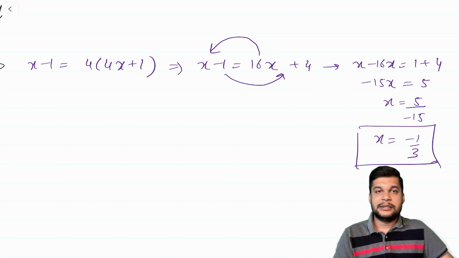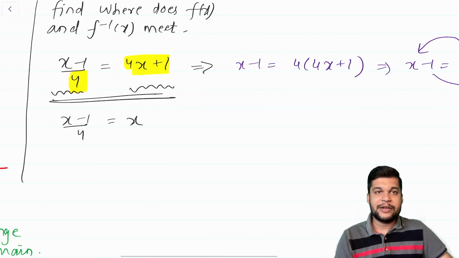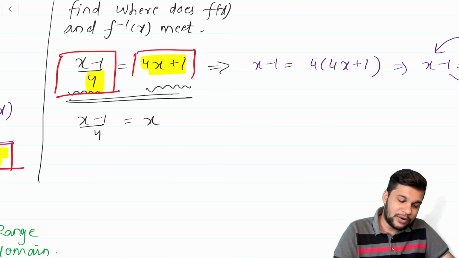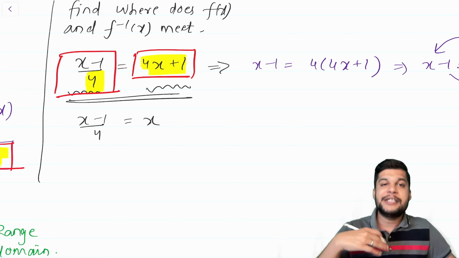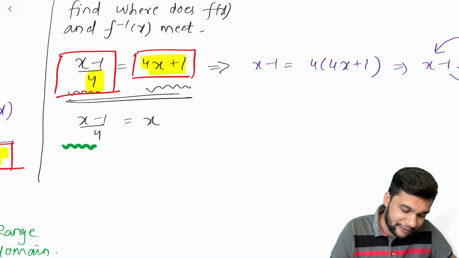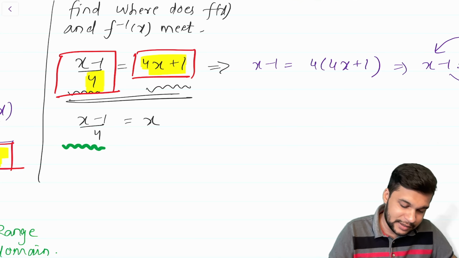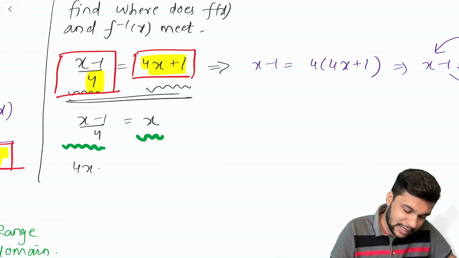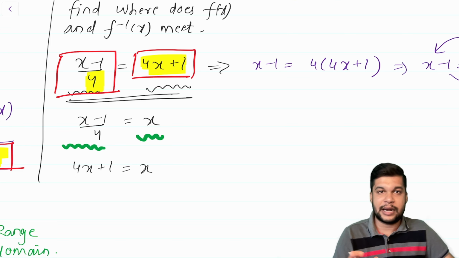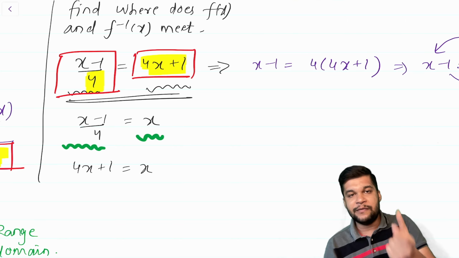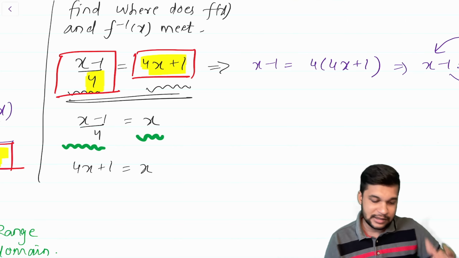This is what I got when I equated f(x) with f inverse of x. Instead of doing that, you can simply equate f(x) or f inverse of x with x. So either you can do this, or you can do 4x plus 1 equal to x. Both are correct. So you either equate f(x) with x or you equate f inverse of x with x, and you will get the same answer.